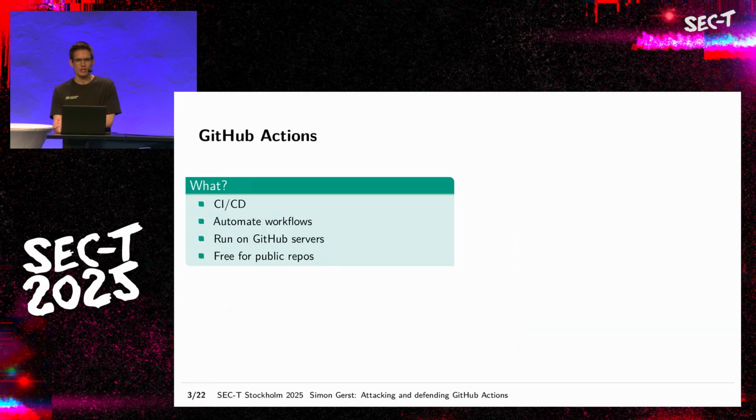So what are GitHub Actions? GitHub Actions are used for continuous integration and continuous deployment. You can use them to automate your workflows. They run on GitHub servers, so I'm not going to focus on self-hosted runners, but only on runners that are hosted on GitHub, and they are free for public repos.